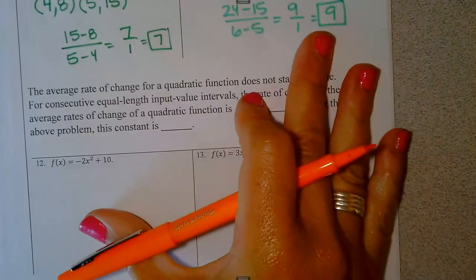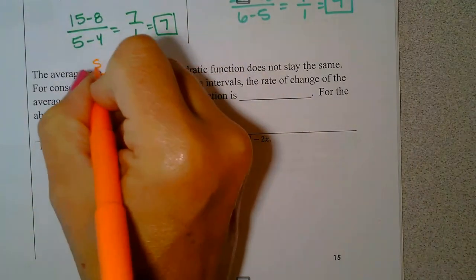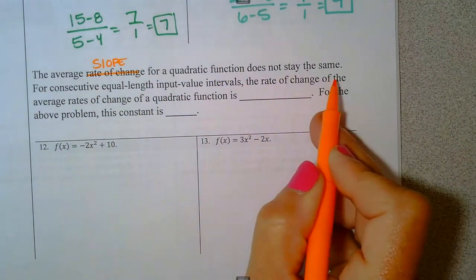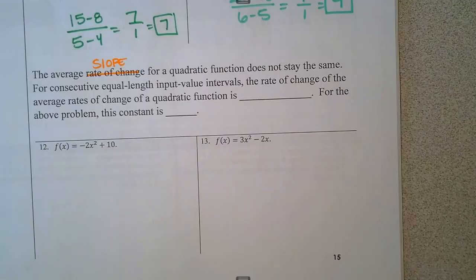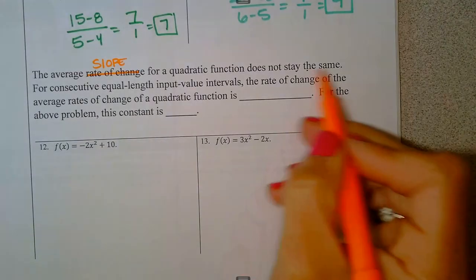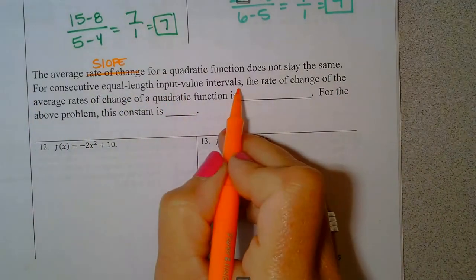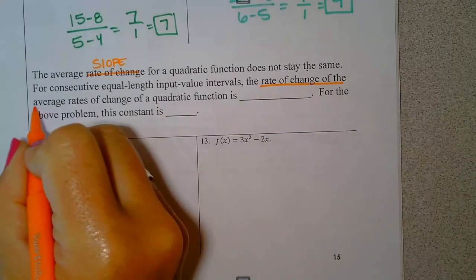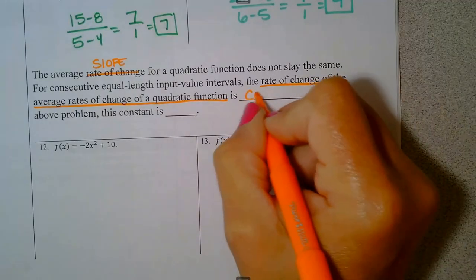Okay, so the average rate of change, if I took this off and just said slope, for a quadratic function does not stay the same, does it? As you climb up that hill, it's not going to be the same, and the other side's going to all be negative. So they're not the same. For consecutive equal length input intervals though, the average rate of change of a quadratic function is constant.